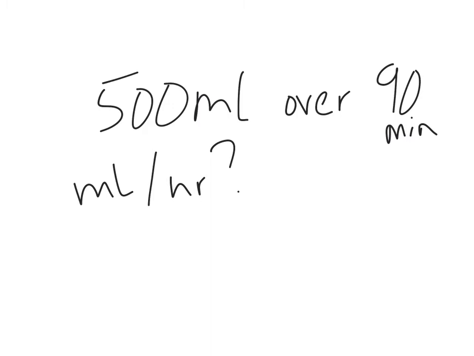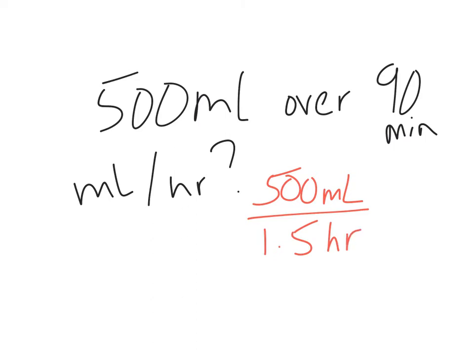And so when you do that, 90 minutes is an hour and a half, but you can quickly see that if you took 90 divided by 60, the calculator's going to give you 1.5. So for this problem, to calculate the flow rate, all I have to do is use my volume and divide by 1.5 hours, because that's what 90 minutes represents. So 500 divided by 1.5 is a flow rate of about 333.3 milliliters per hour.